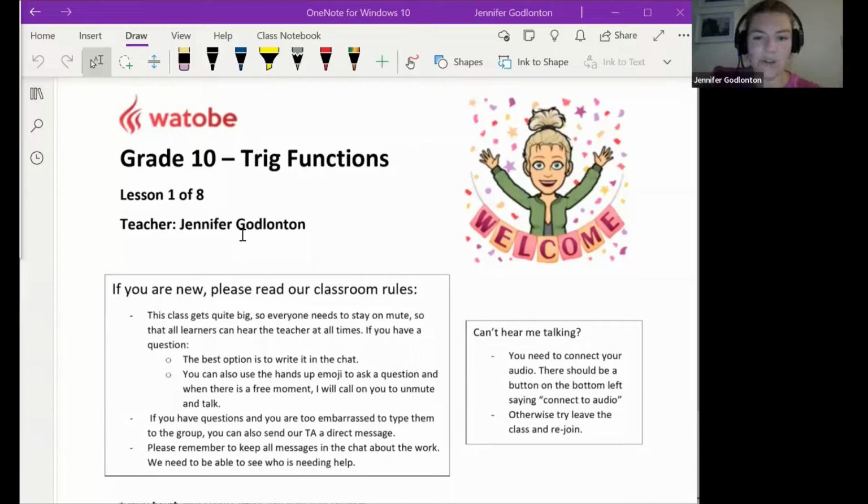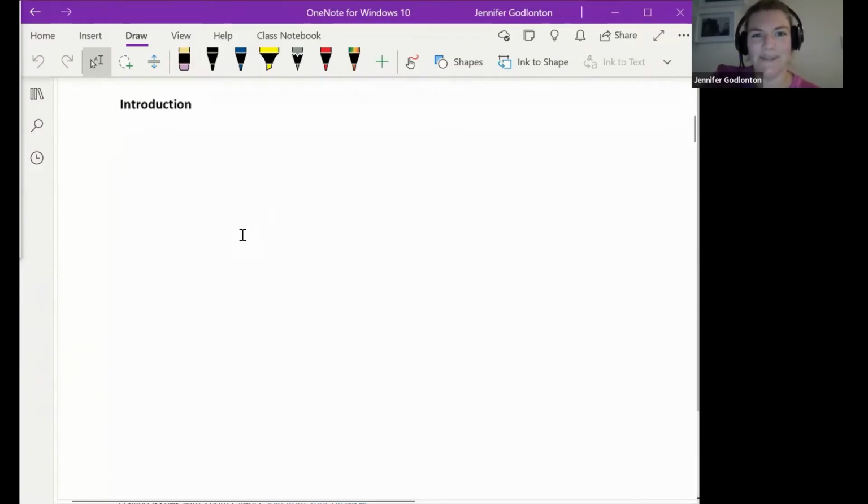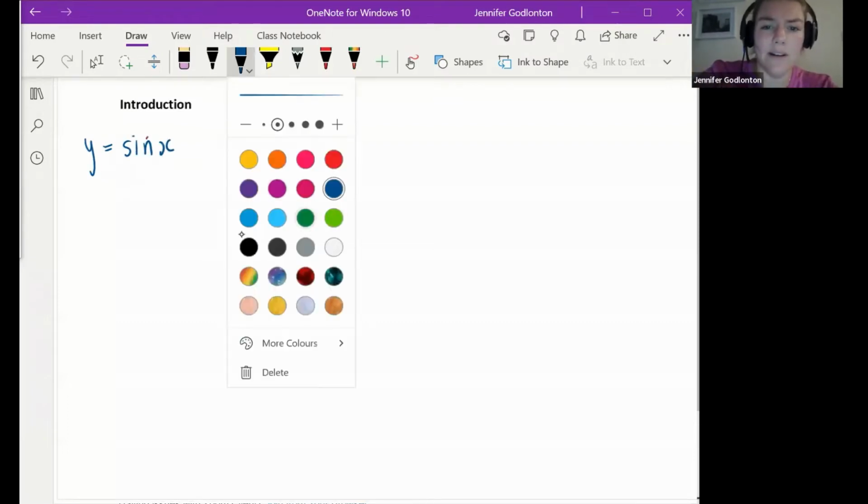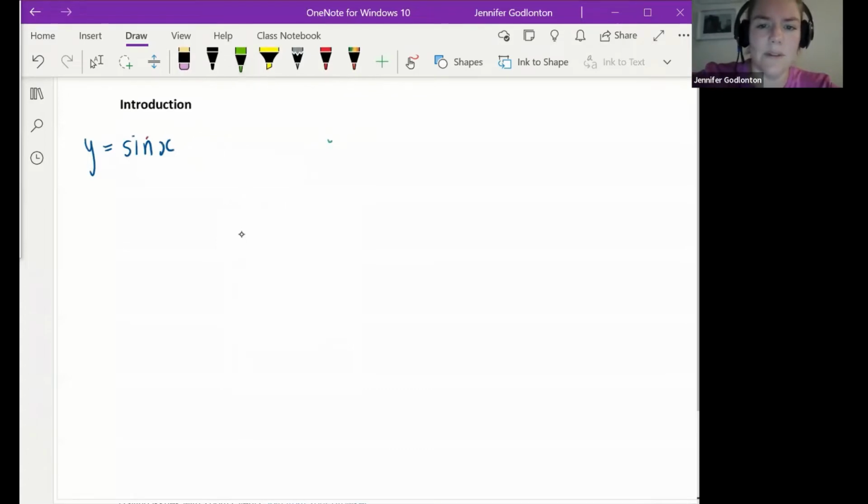Okay, so let's start introducing our different graphs. What were our three trig functions? What were the three trig functions that we learned when we did trig together? Good. Sine. That's our one. Cos. Good. And tan. I'm actually going to do these in different colors so that we can draw in different colors. So we've got sine, we have got cos, and we have got tan.